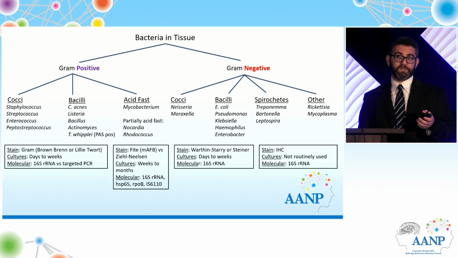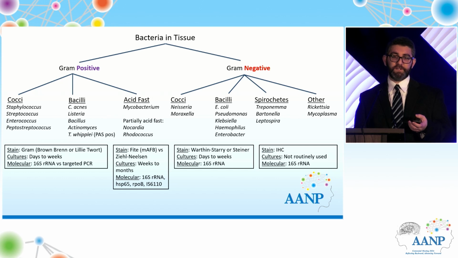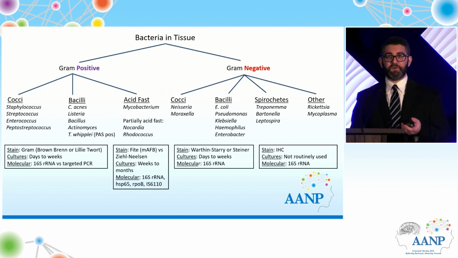For the gram negatives, those are definitely much trickier. You almost never see them very well with a tissue gram stain. So Warthin-Starry or Steiner is your next best bet for those. Spirochetes, again, you're going to need an immunostain. And then the other stuff that's intracellular, like mycoplasma, you're going to need IHC, which is generally only available at reference centers like the CDC.